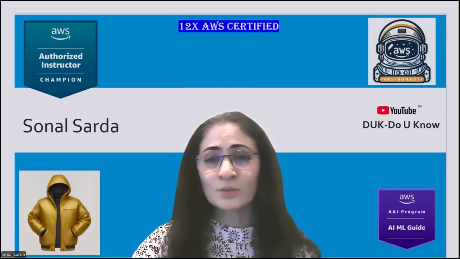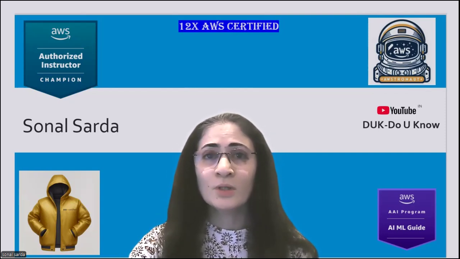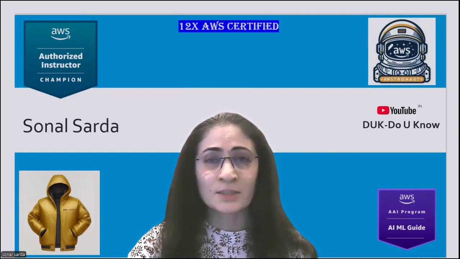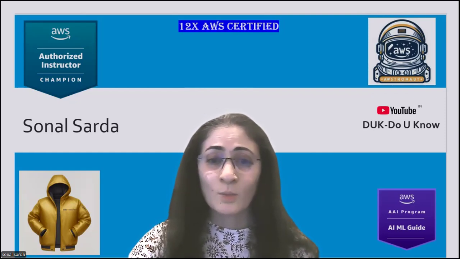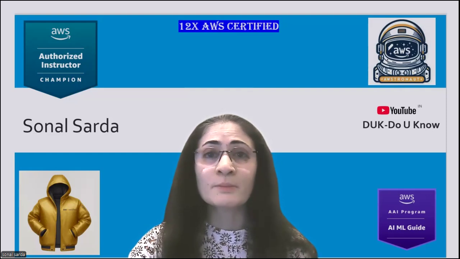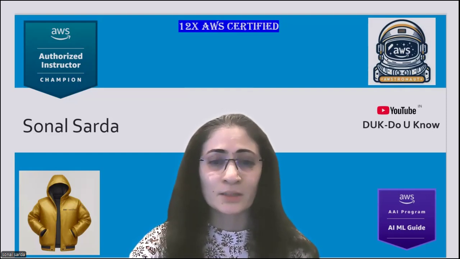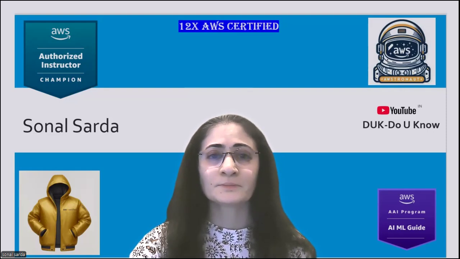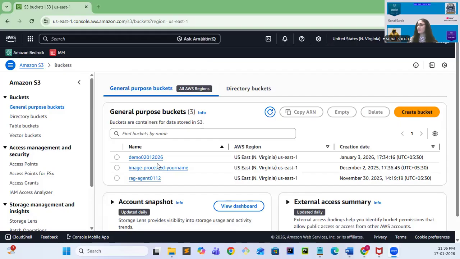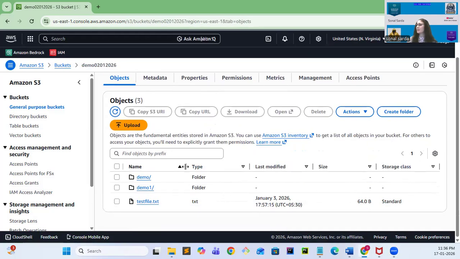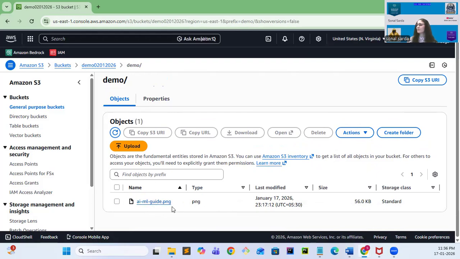So let me take you to the console and show you how you host a static website on S3 and why it is not possible to host multiple websites on a single bucket. I have shared my screen. I have three buckets in my account. Here I am selecting the first bucket, and in that I have a few folders. Let's say I'm going with the demo folder and I have a PNG file uploaded here. This I will be hosting as a website.